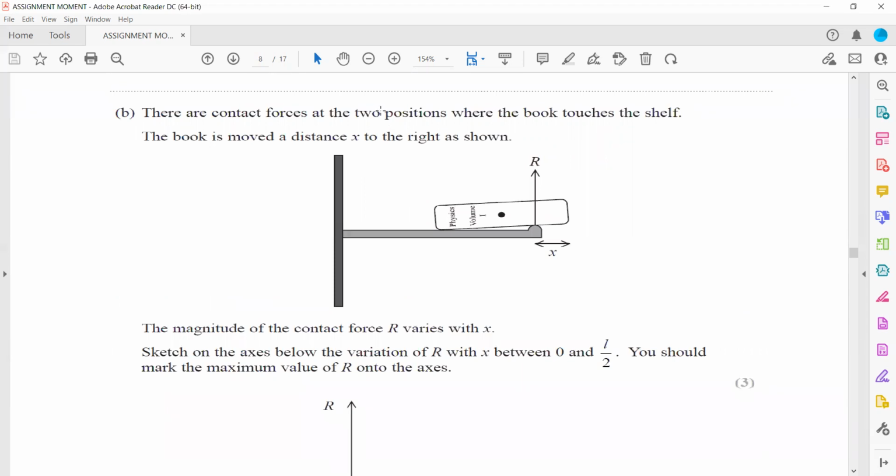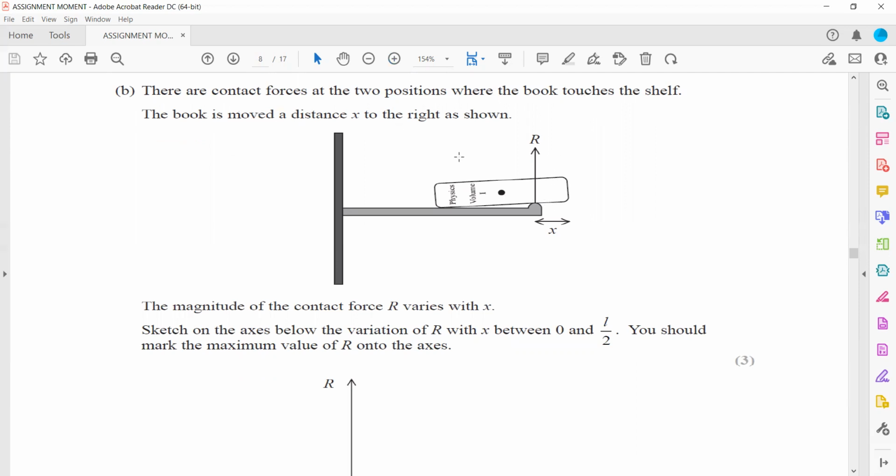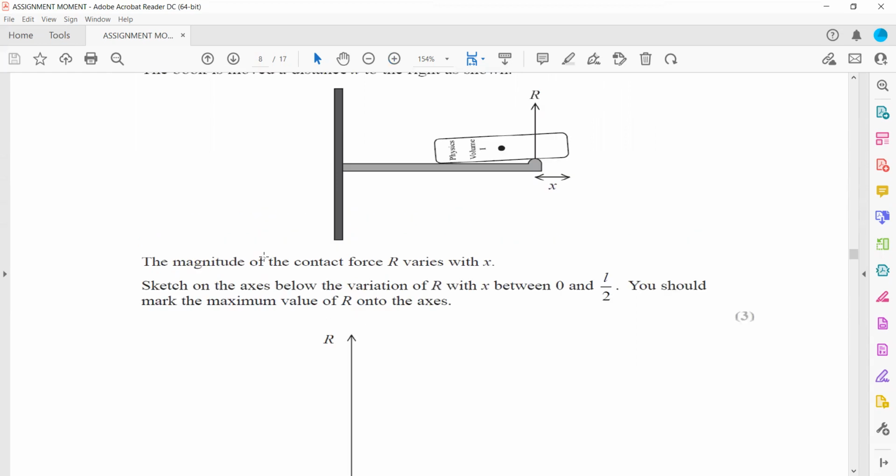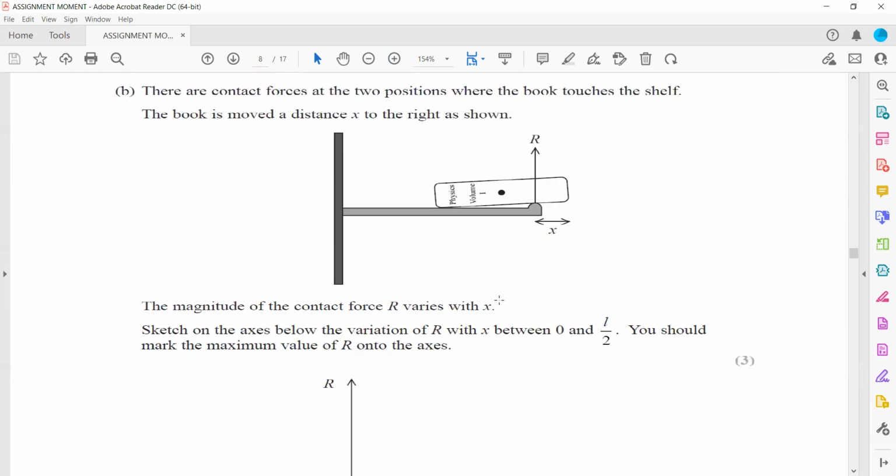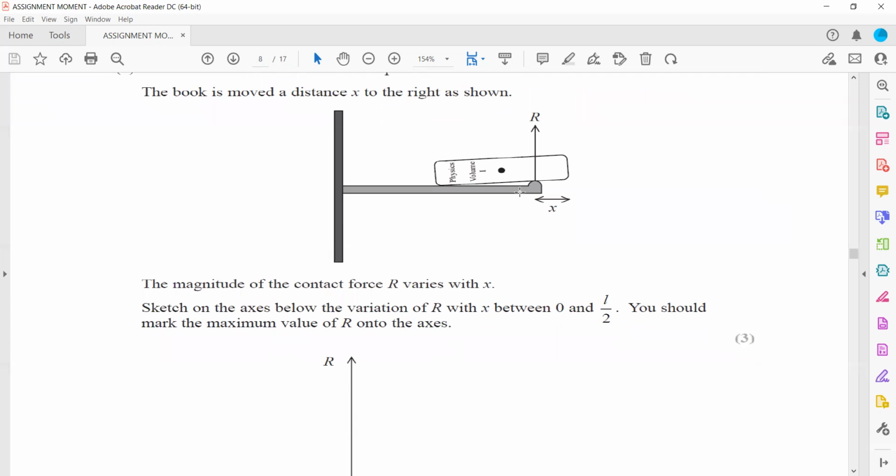Then there are contact forces at two positions where the book touches the shelf. The book is moved a distance x, so we move the distance x to the right as shown. The magnitude of the contact force varies with x, because the clockwise moment must equal the anti-clockwise moment. So the magnitude of the contact force R varies with x.